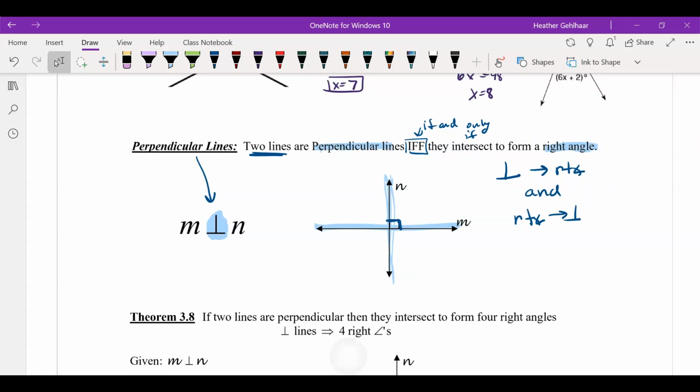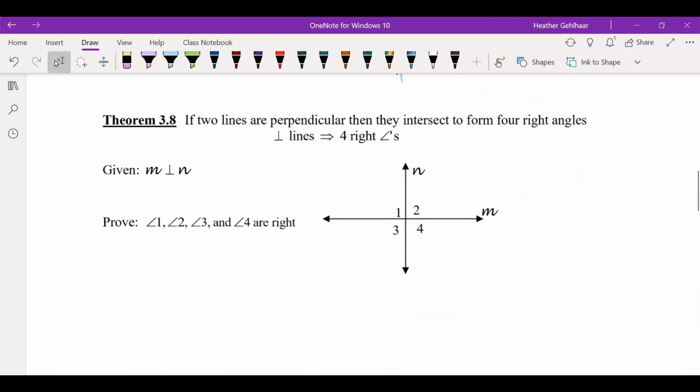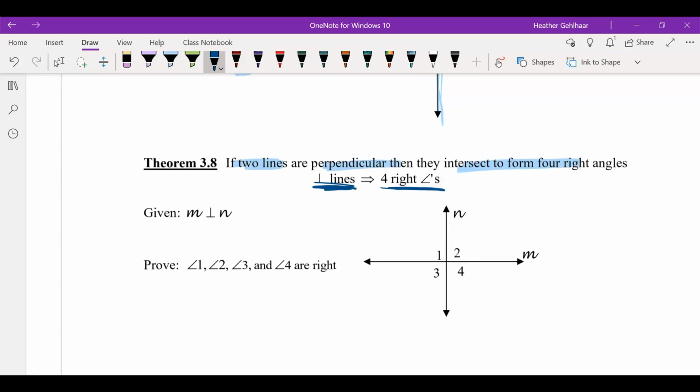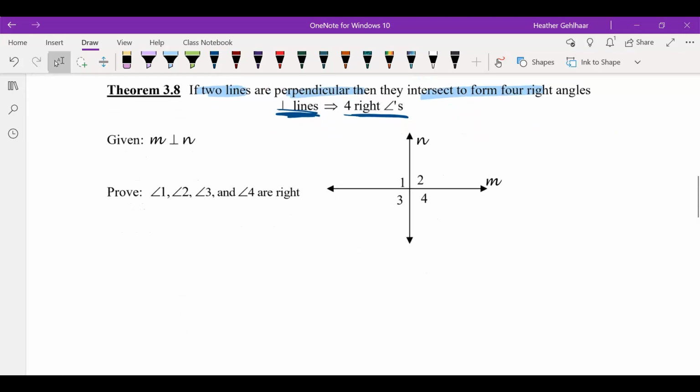Okay, so going to the next example that we have here, it says if 2 lines are perpendicular, then they intersect to form 4 right angles here. And so you'll see we have perpendicular lines implies 4 right angles. Okay, so we know that this will be a right angle. We know this will be a right angle. This is a right angle. This is a right angle.